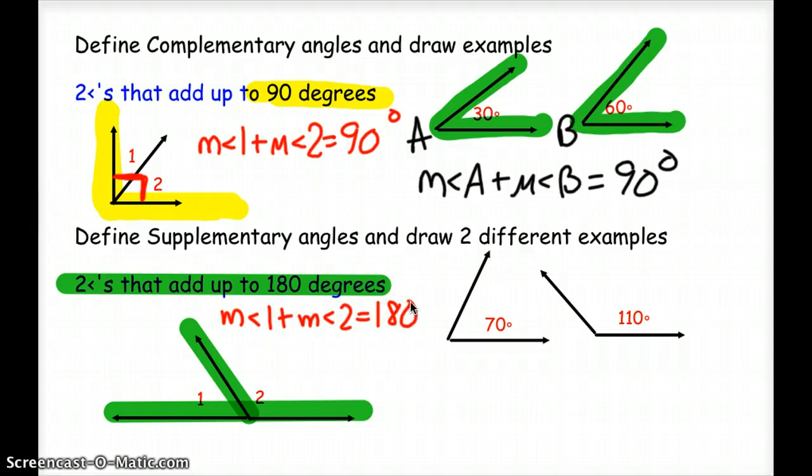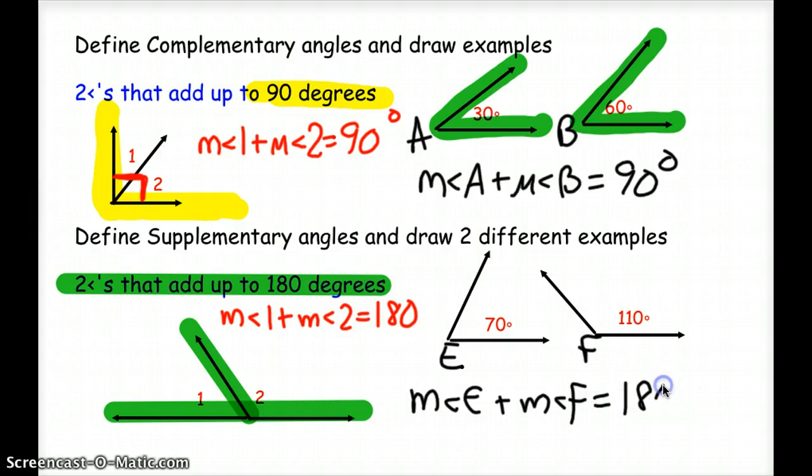In my second example, again, supplementary angles do not need to be adjacent to each other, and so I've drawn a 70-degree angle and a 110-degree angle, and I'm going to call these E and F. So I'd say the measure of angle E plus the measure of angle F equals 180 degrees.